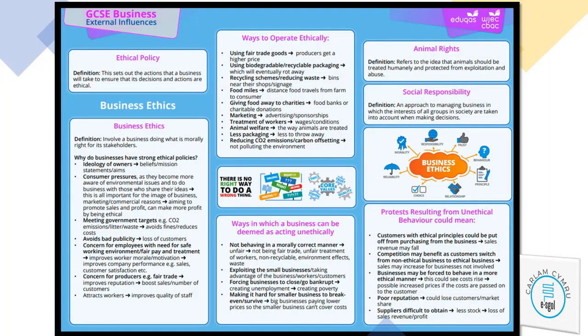So different ways to operate ethically. You've got fair trade products. So this is where you would pay higher prices to people. If we think about fair trade chocolate, quite often we might pay quite poorly the people that produce cocoa and cocoa beans. So the idea is that those people will be paid more with fair trade products. You're maybe using biodegradable and recyclable packaging. That's a massive thing at the minute, and supermarkets are really trying to reduce how much they waste and how much single-use plastic is being used.